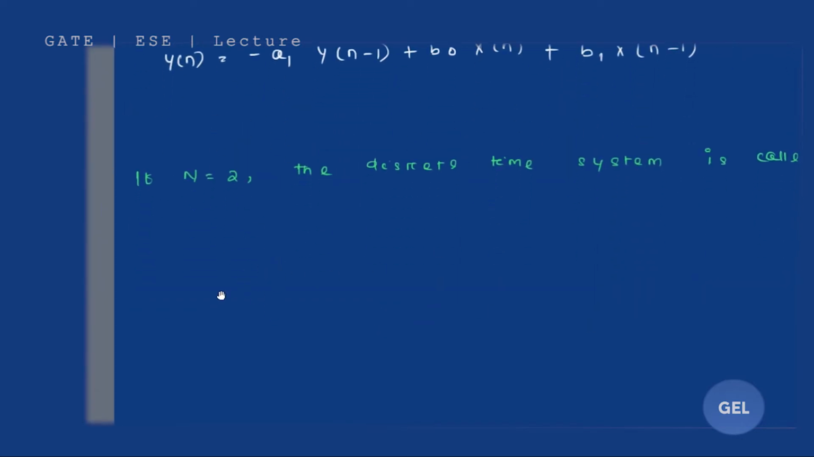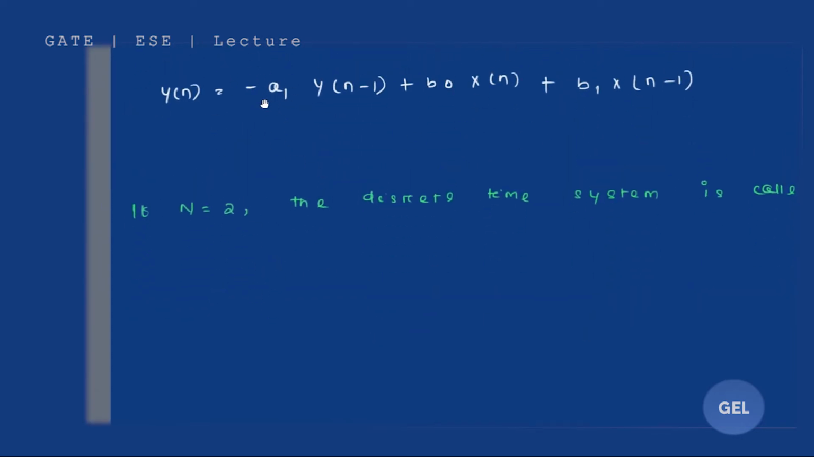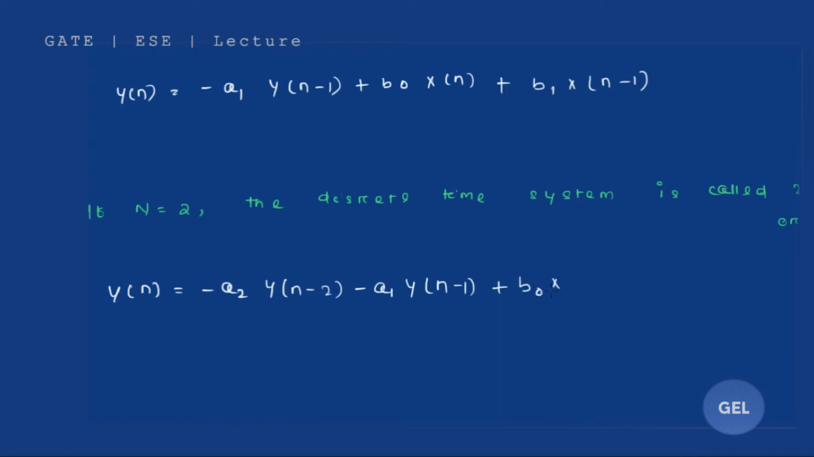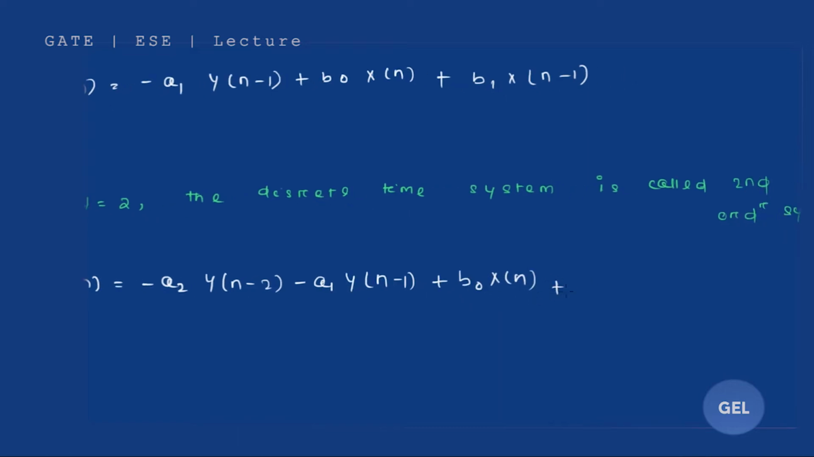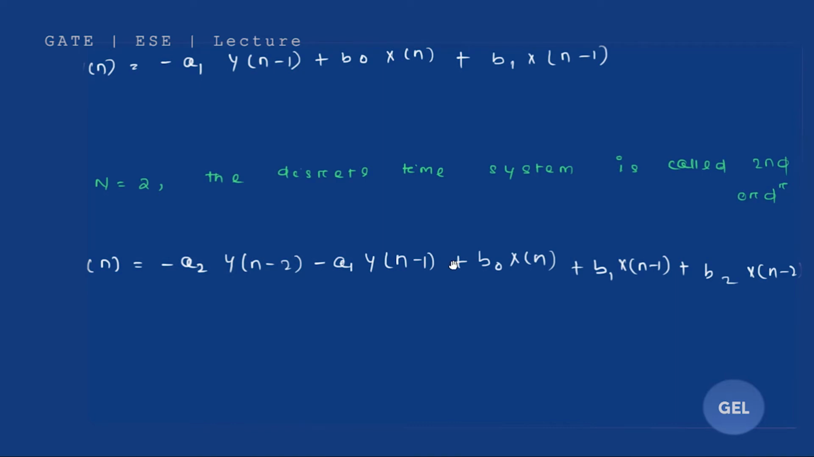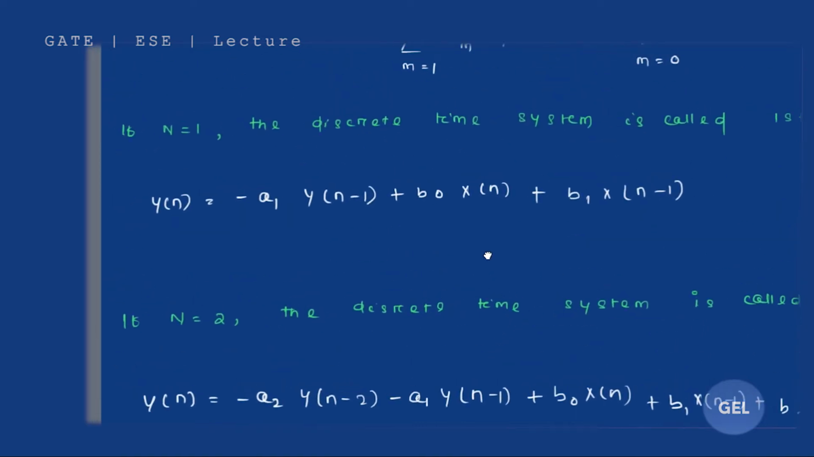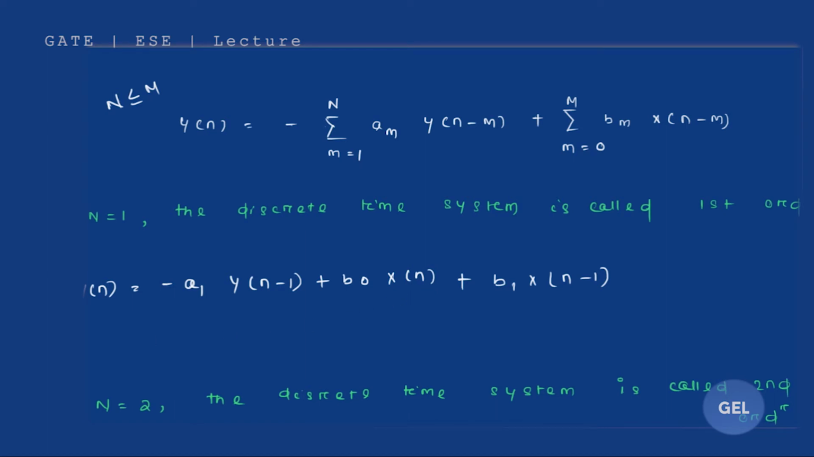For n equals 2, similarly, as it started from minus a1, it will continue with minus a2 y of n minus 2. Similarly, minus a1 y of n minus 1 will come, then plus b naught starts with x of n, then it will extend to b1 and b2, so here there will be x of n minus 1 and x of n minus 2. Clear? So these are the two equations that you need to remember. They are very important for GATE and engineering service exams.